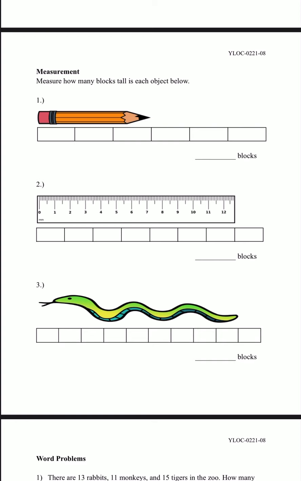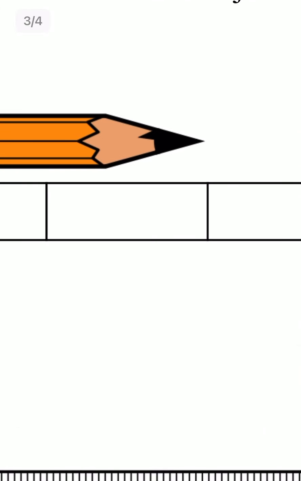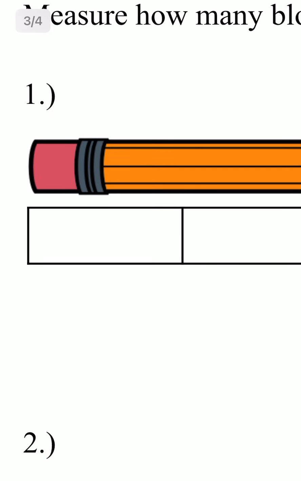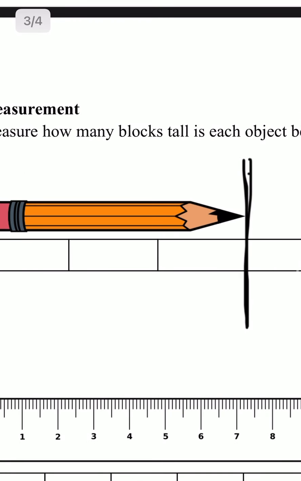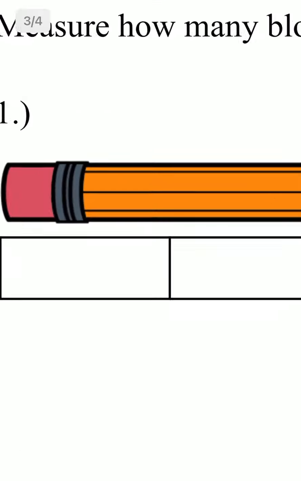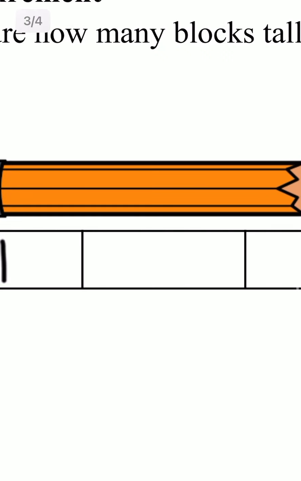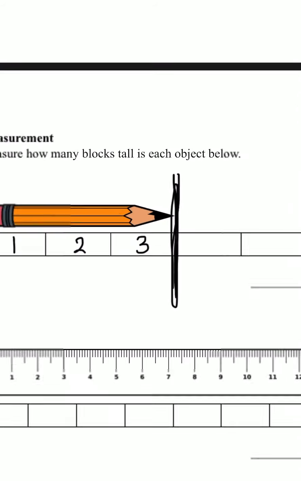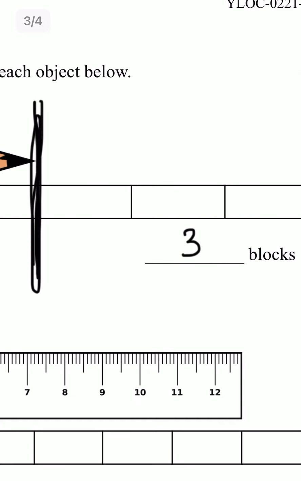For this part, we have to measure how many blocks tall is each object below. Let's look at number 1. So this is the end, and we need to count until here. We have 1, 2, and 3. So 3 blocks is the answer for number 1.